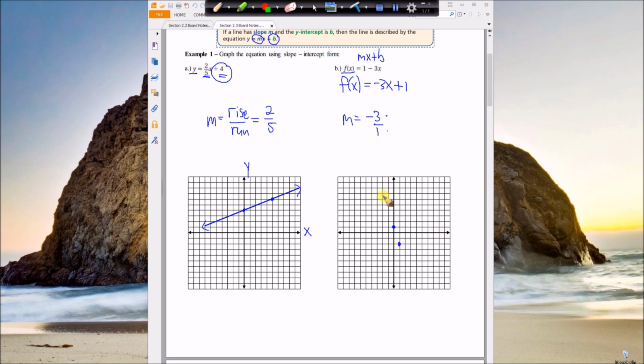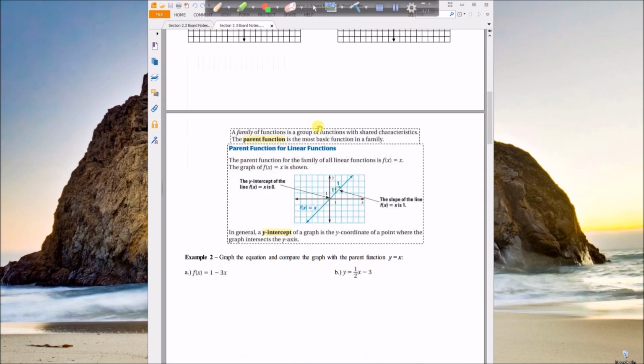And if you connect these 2 dots, let's try that again. The line, let's try my aim. Ah, boom, better. And so there it is. Okay, just a quick review of graphing using slope-intercept form. All right. Okay, so let's move on.